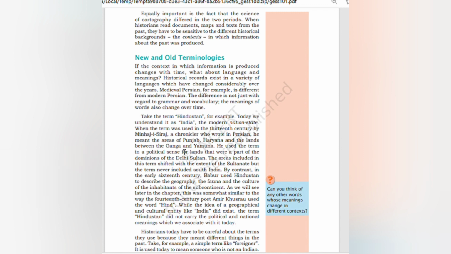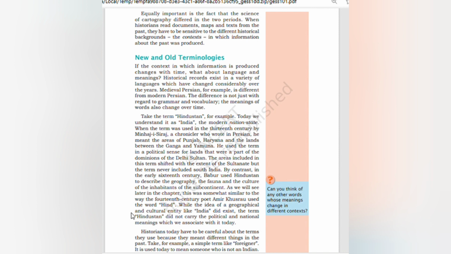He used the term in a political sense for lands that were a part of the dominions of the Delhi Sultan. Areas included in this term shifted with the extent of the Sultanate, but the term never included South India. By contrast, in the early 16th century, Babur used Hindustan to describe the geography, the fauna, and the culture of the inhabitants of this subcontinent. As we will see later in the chapter, this was somewhat similar to the way the 14th century poet Amir Khusro used the word Hind.